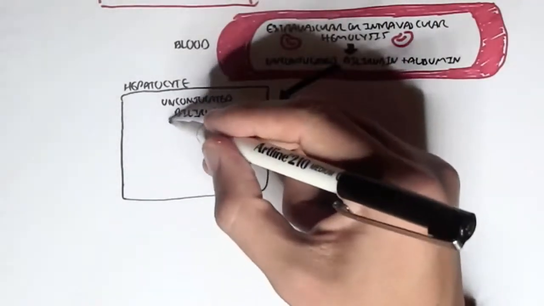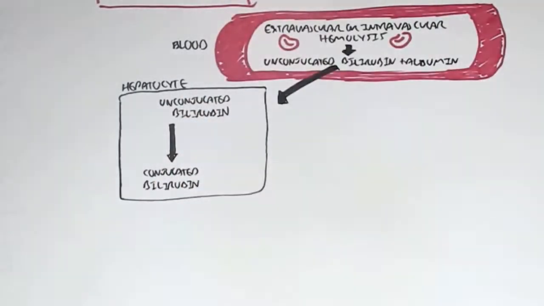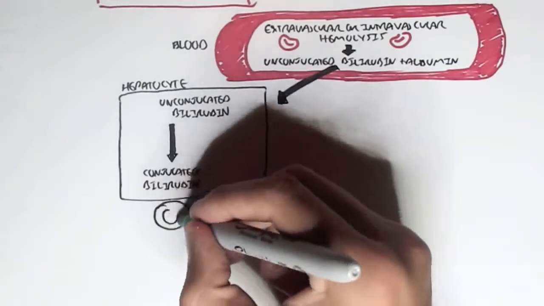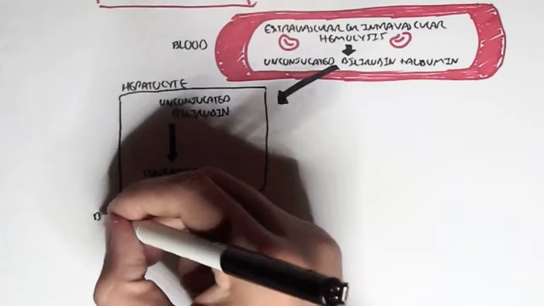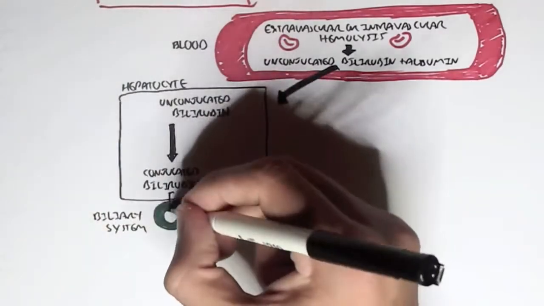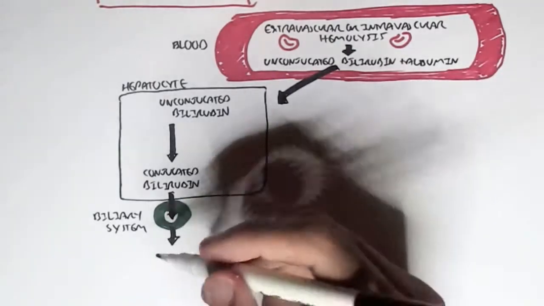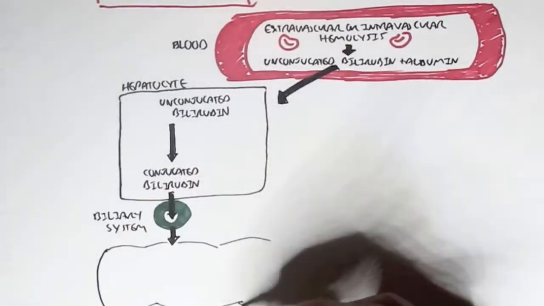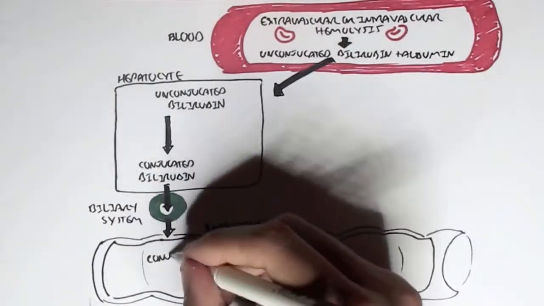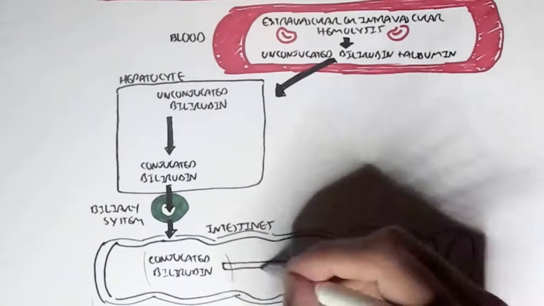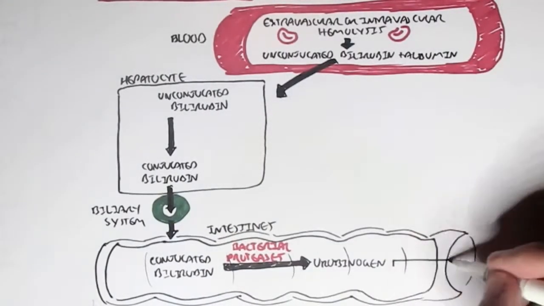Unconjugated bilirubin will then be changed to conjugated bilirubin in the liver. Conjugated bilirubin is the bile pigment because it is the product of breakdown of hemoglobin. So this bile pigment, this conjugated bilirubin, will then travel through the biliary system, through the bile duct, into the intestines. It will get secreted into the intestines. The conjugated bilirubin will then convert to urobilinogen through bacterial proteolysis.